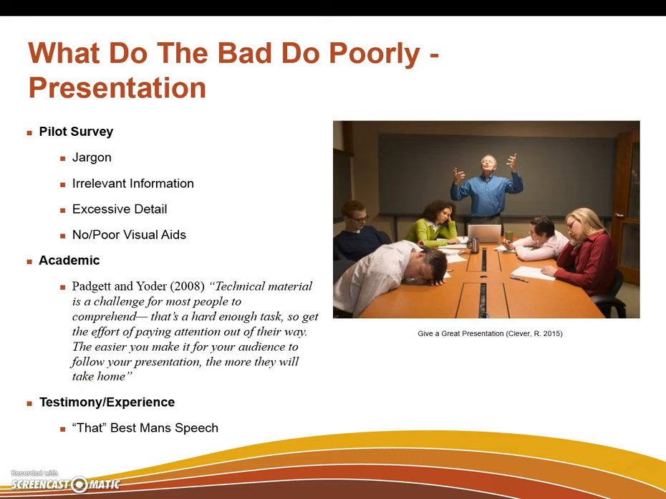What did the bad do poorly? This picture sums it up, I think. So leading on from the last slide, from the pilot survey: jargon, like I said, avoid those terms that don't need to be used, certainly in terms of simplifying it for an audience with a non-technical background. Irrelevant information, so don't put stuff in there for the hell of it. So certainly leave room so if people have questions you can add in details, but like I said, identify those key points, don't go back too much into the history of it. That ties in the excessive detail as well, the next key point.